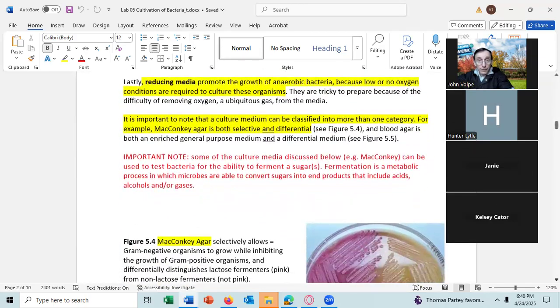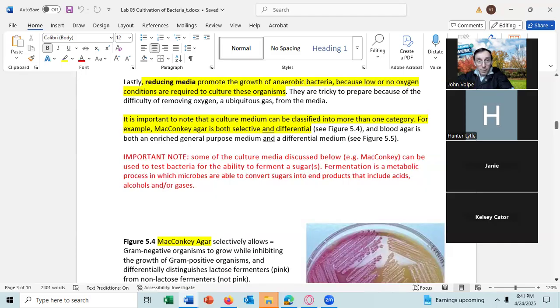Lastly, we have reducing media. They promote the growth of anaerobic bacteria because low or no oxygen conditions are required to grow anaerobes. So reducing media removes oxygen from the media, and then you can grow anaerobes. It's important to note that a culture media may be classified into more than one category.